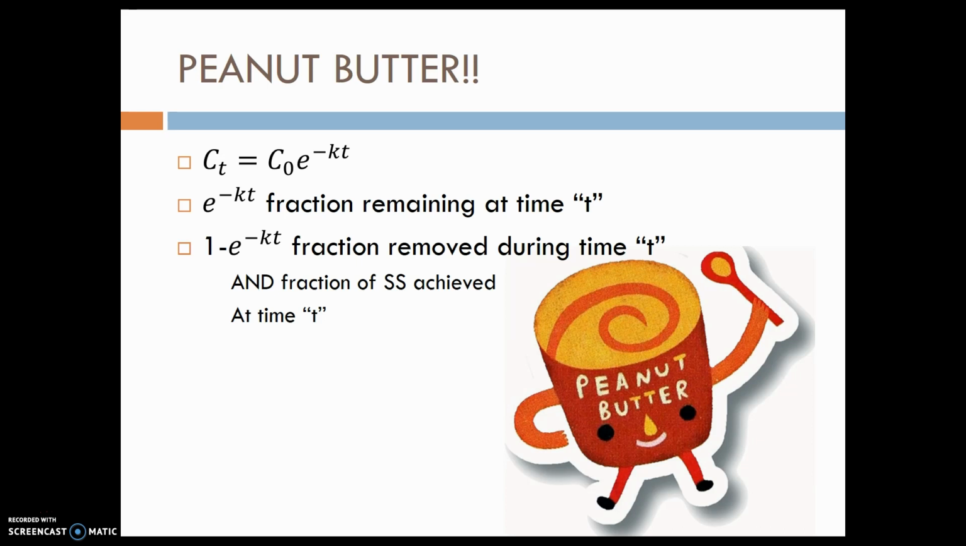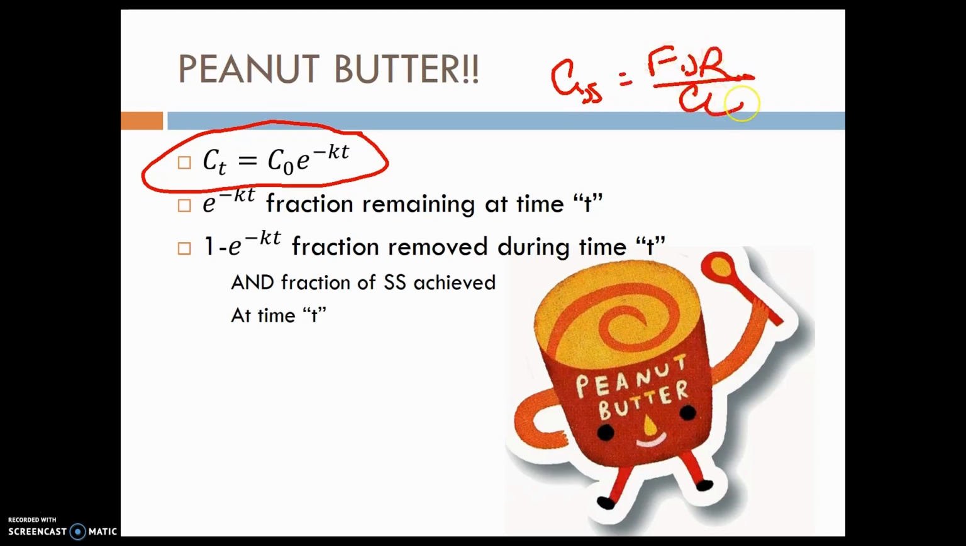These two equations, this one here, and then the one we're going to talk about later, Css is equal to bioavailable dose rate over clearance. Those two equations are the most important equations in pharmacokinetics and can help you to figure out most problems. Not all, but many. So remember, this is a one compartment linear model.